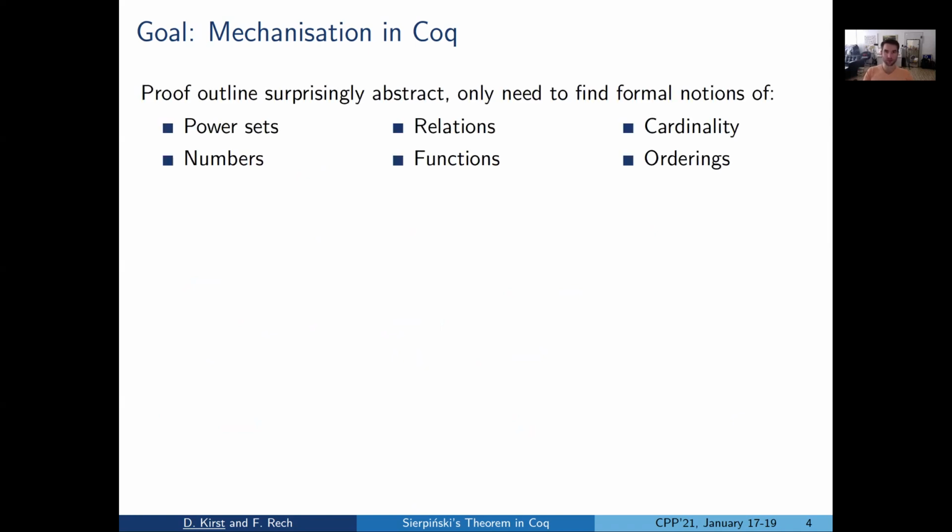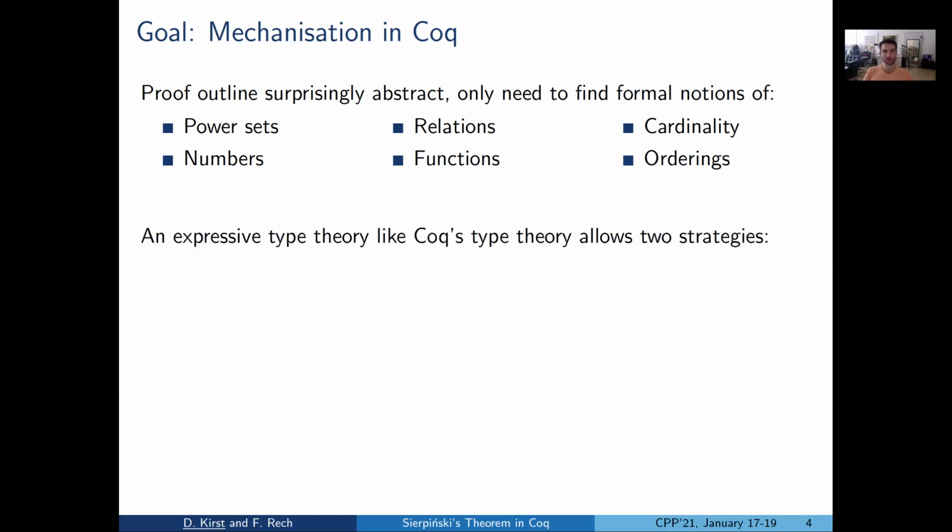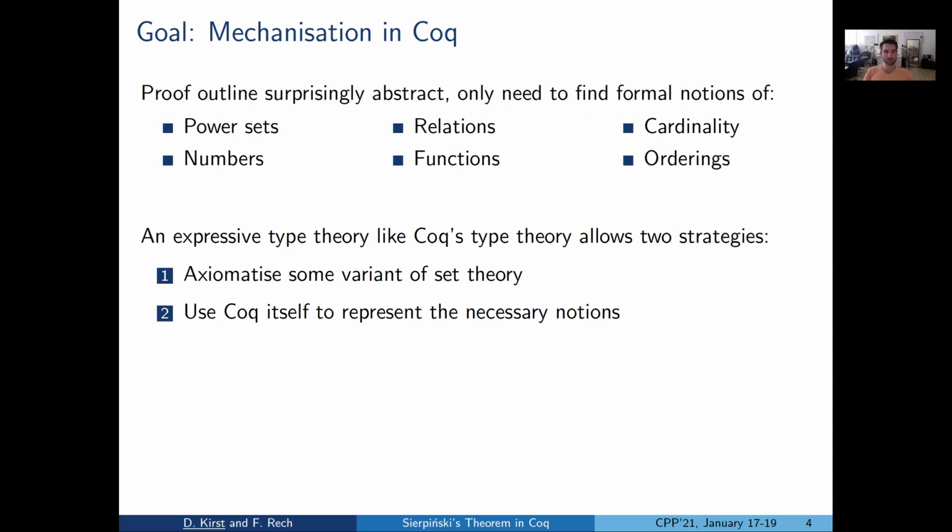All right, so if you want to mechanize such a high-level proof idea in a proof assistant, you of course first have to clarify what the notions involved are. And those here are the notions that were involved in the statement and the high-level proof idea. And then if you work in a system like Coq, in Coq's type theory, you actually have two versions how you can approach these formal notions. The first and unsurprising version is, of course, to axiomatize some variant of set theory, because then you have all these notions available. The other, and maybe a bit more unexpected version, is that Coq itself can represent all these notions. So you can in fact formulate Sierpinski's theorem also as a type theoretic statement, and then have a look at this without an intermediate axiomatization.